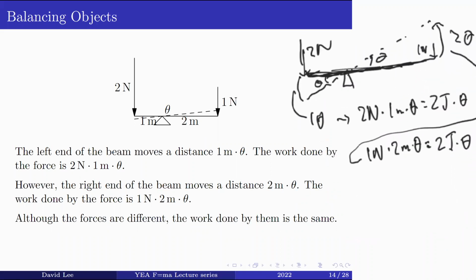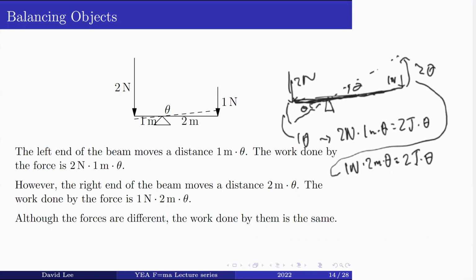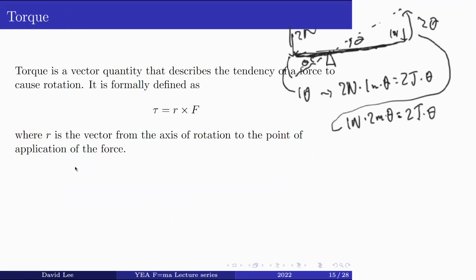Okay, so we see that these two forces, although they're different in magnitude, because of how far away they act from the pivot, will do the same work while our object rotates an angle of theta. So this motivates our idea of torque, which is basically if we multiply our force by the radius at which it's acting, we'll get how much work per angle it does. And this is sort of like a rotational analog of force.